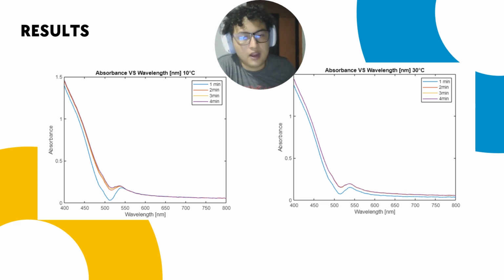For example, in this presentation specifically, we can observe the behavior of the absorbance levels at a temperature of 10 Celsius degrees on the left and 30 Celsius degrees on the right. Next, we will draw conclusions from the behavior, but for now, we are showing these graphs.